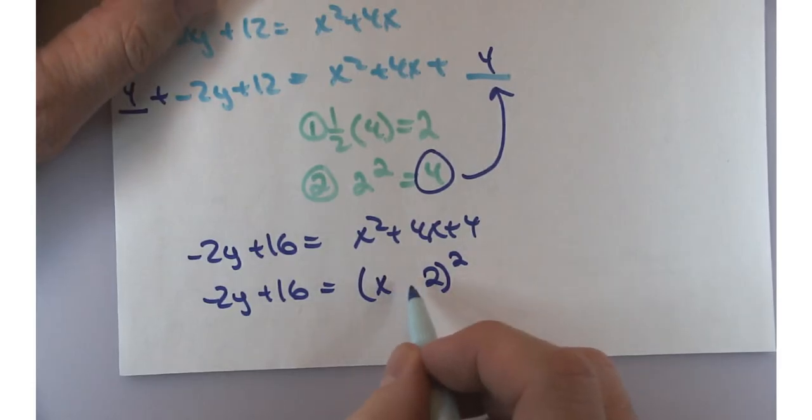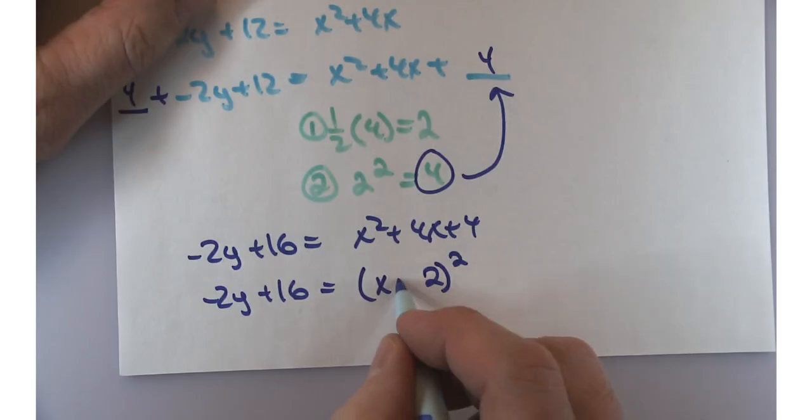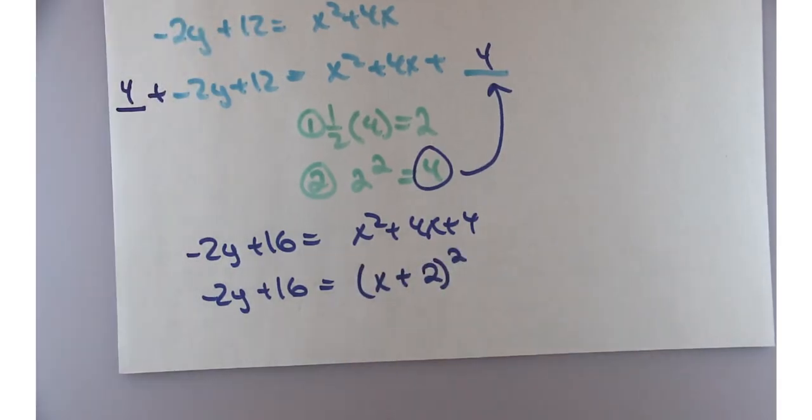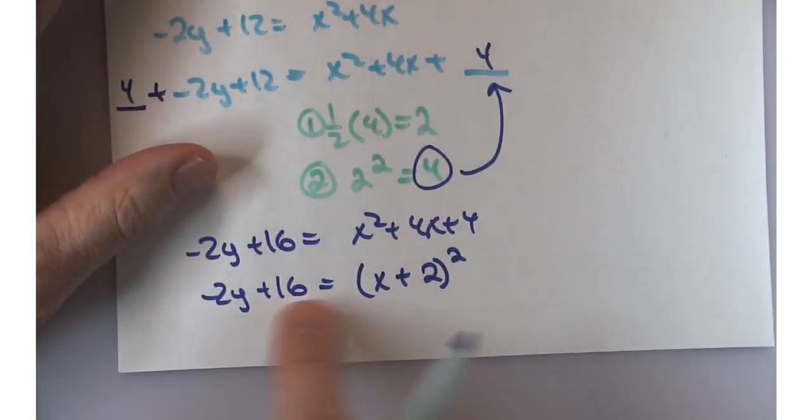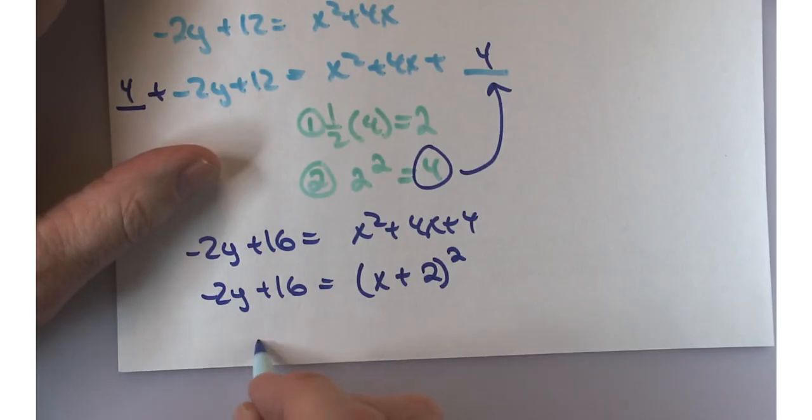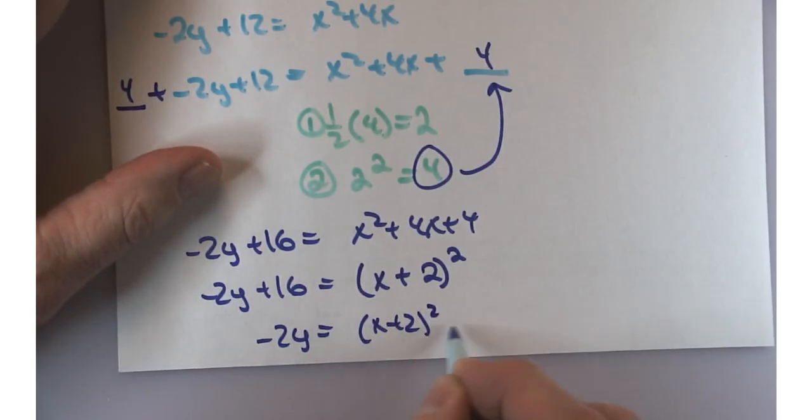Plus or minus? Yeah, plus. It has to be plus because everything is positive. Great. Now I need to solve for y. So let me move the 16 back to the other side. Negative 2y equals (x plus 2) squared minus 16.